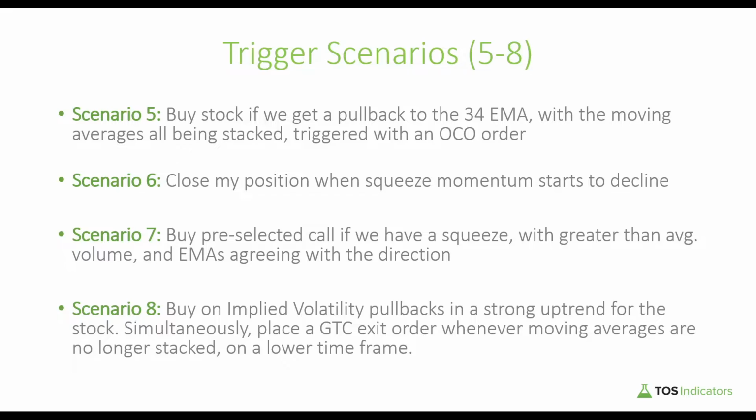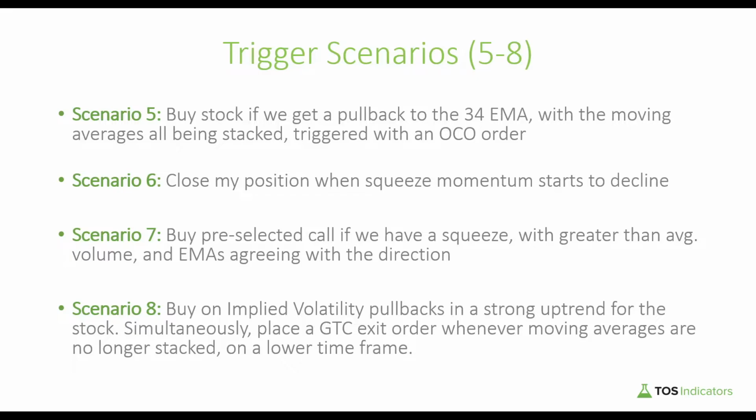Now, scenario seven is one in which you're buying a pre-selected call if you have a squeeze with greater than average volume and your exponential moving averages agreeing with the direction. The thing to really take away from this is less about these conditions, right? This is not a winning filter or criteria, but it's the fact that we're starting to layer on multiple conditions, and that's still not breaking the complexity limit of ThinkOrSwim in this particular window pane.